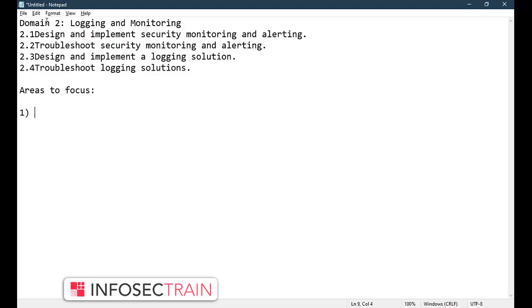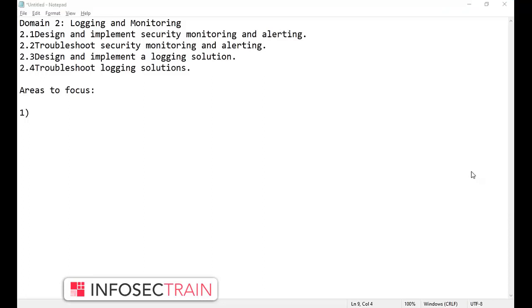So in domain 2, these are the areas you have to focus on. First of all, you must know the importance of logging. Tell me, team, what is the importance of logging and monitoring? Is that just for looking after infrastructure? Anything more? Why do we need to have these logging and monitoring solutions?